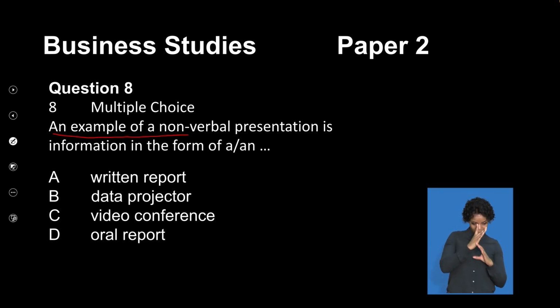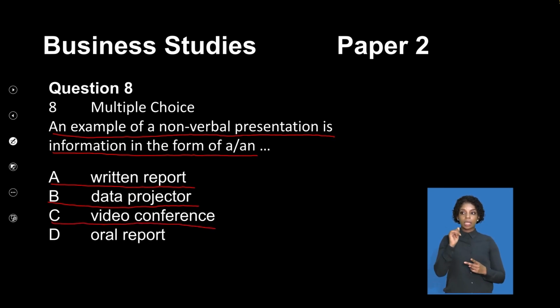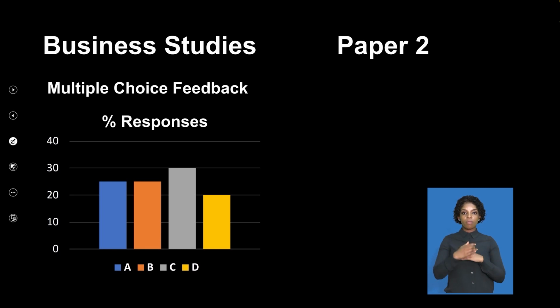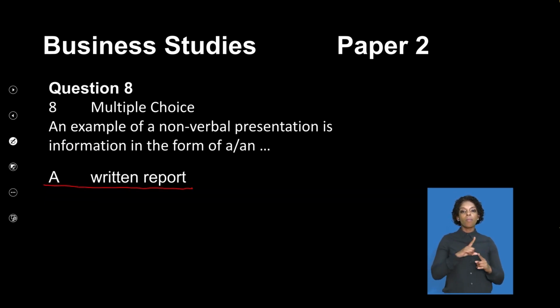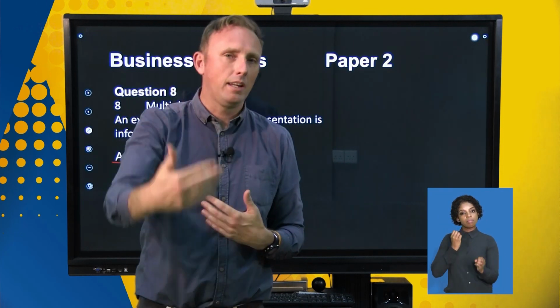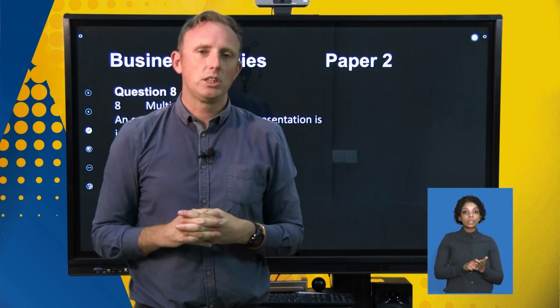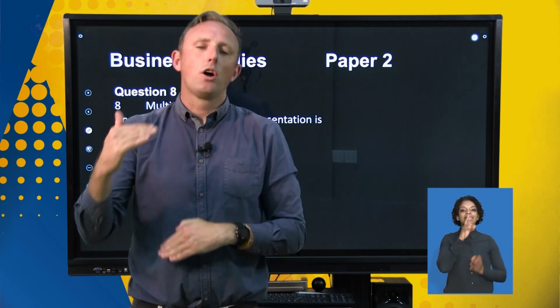All right, question 8. An example of non-verbal presentations is information in the form of A, written report, B, a data projector, C, video conference, or D, oral report. You guys are pretty okay on this, although we've had quite a few wrong answers, but it's A, written report. It's non-verbal. The presentation that I'm giving you right now is verbal, I'm talking to you, explaining concepts to you, whereas if I had given you the notes on what I'm teaching today, that would be a written report. So don't confuse the two there.